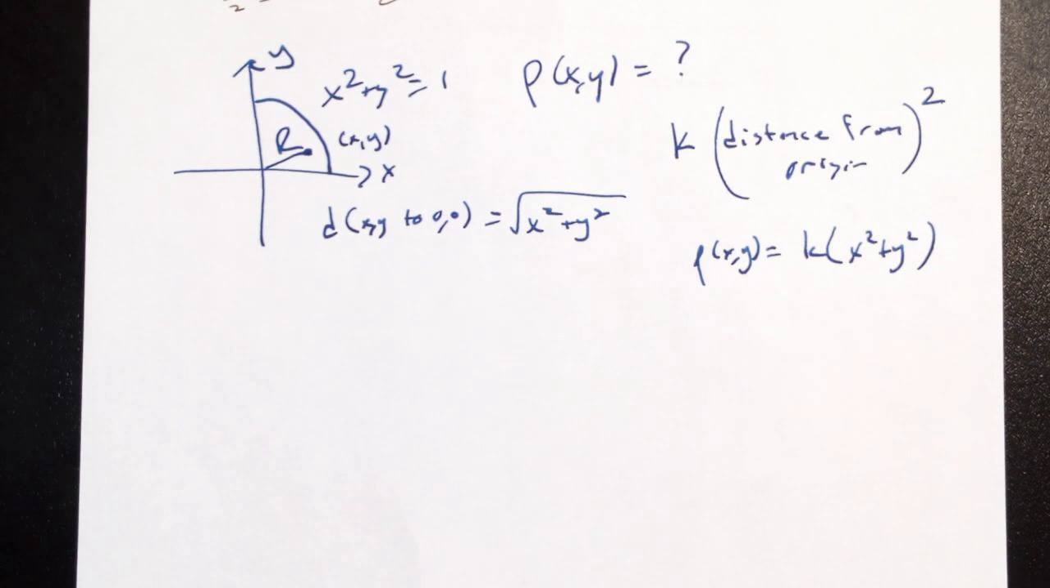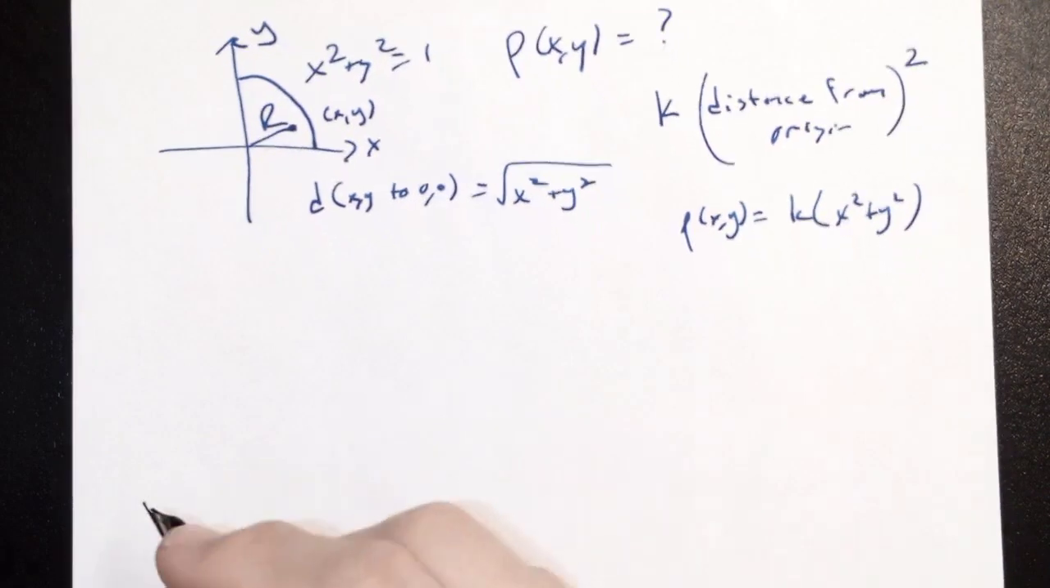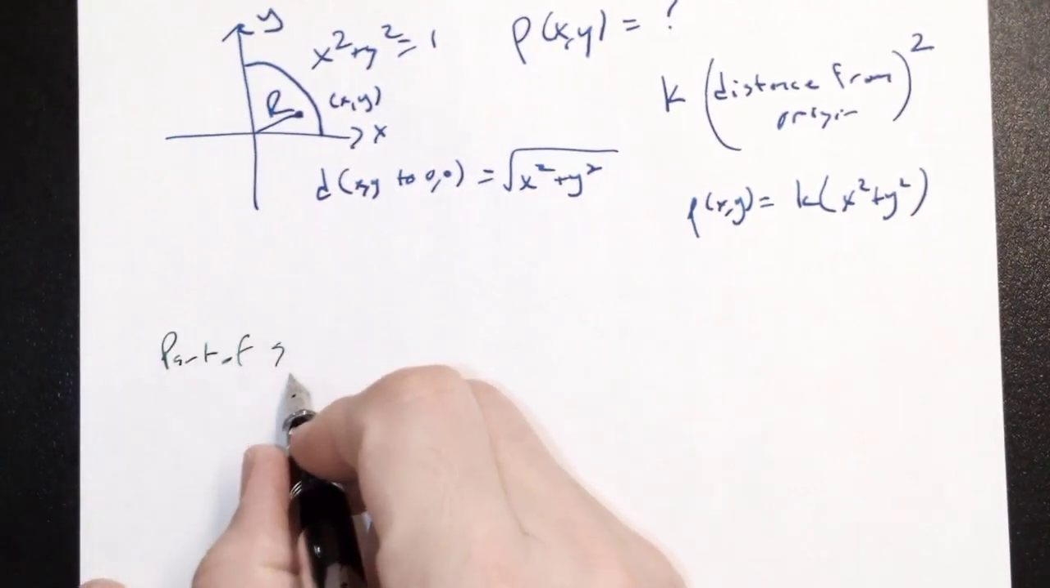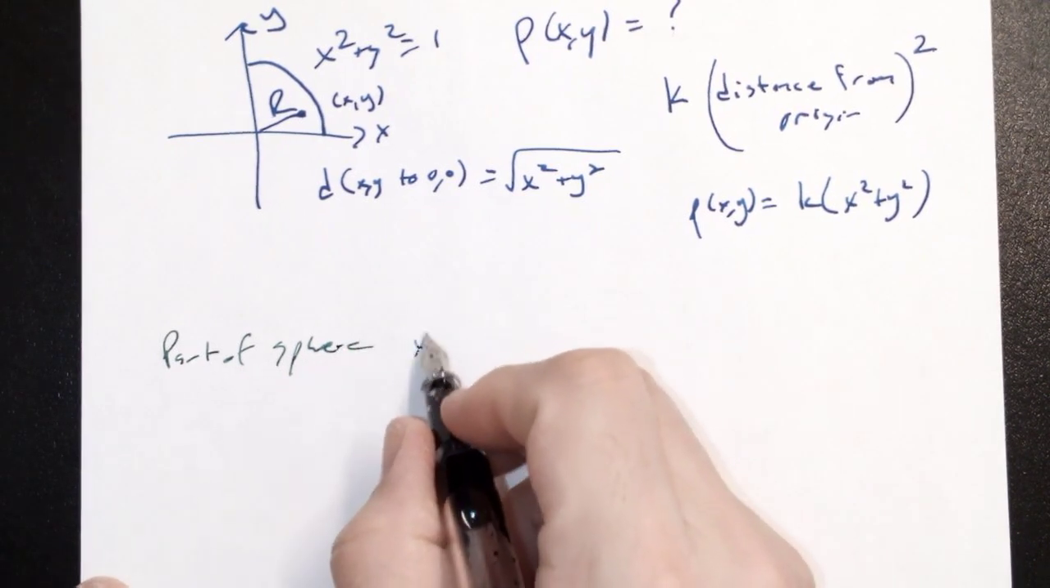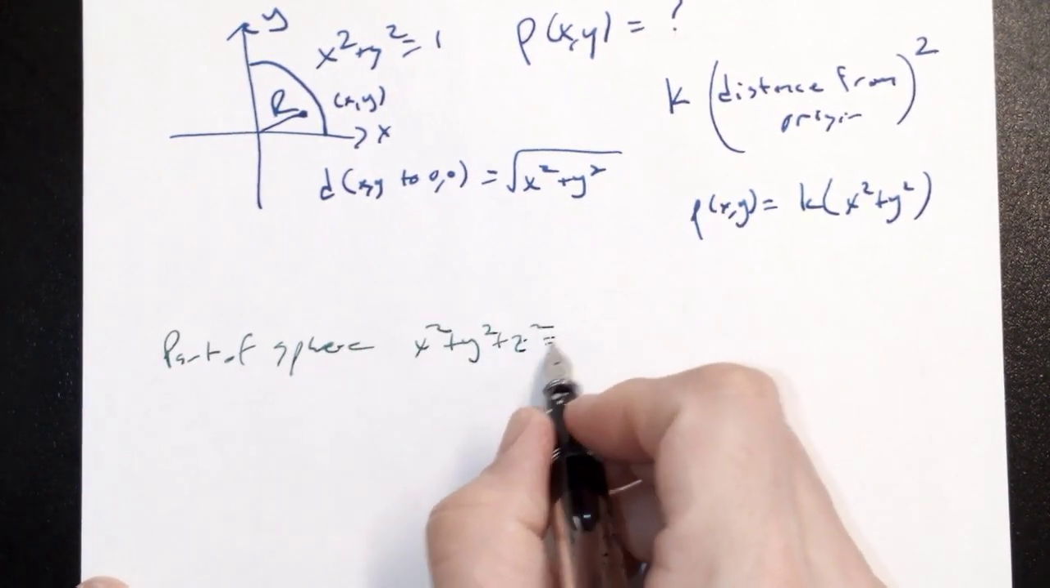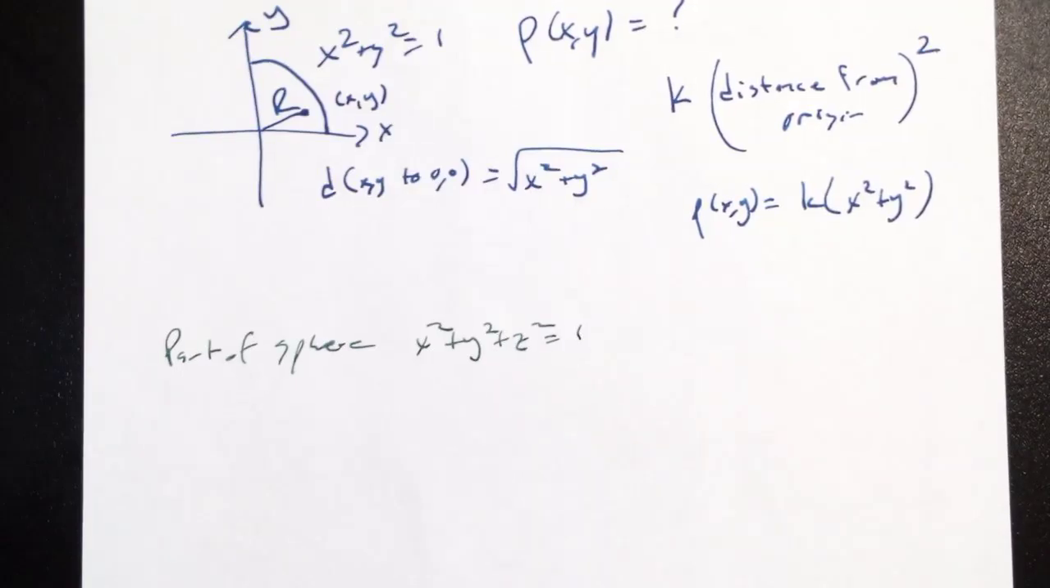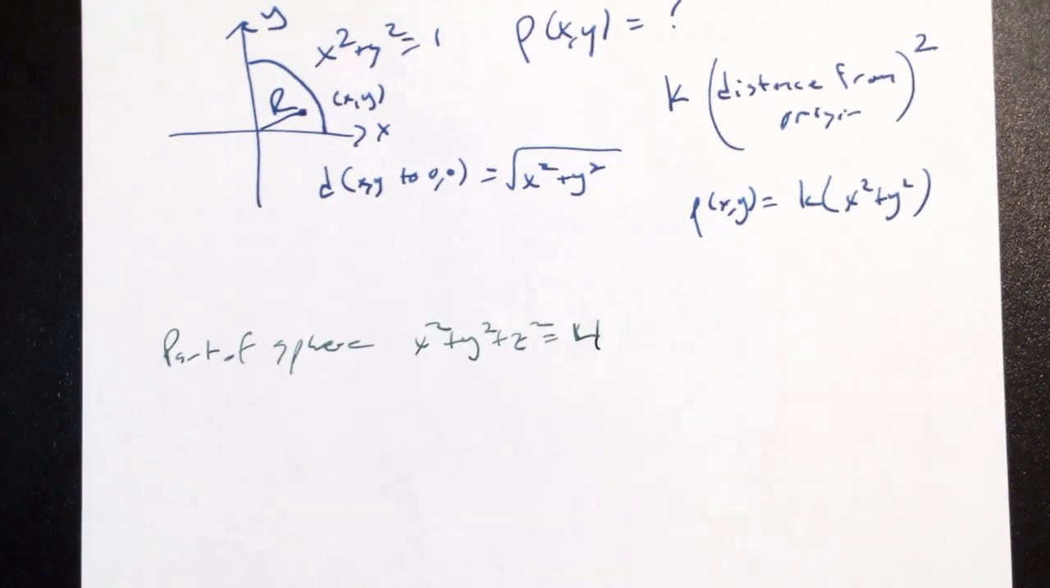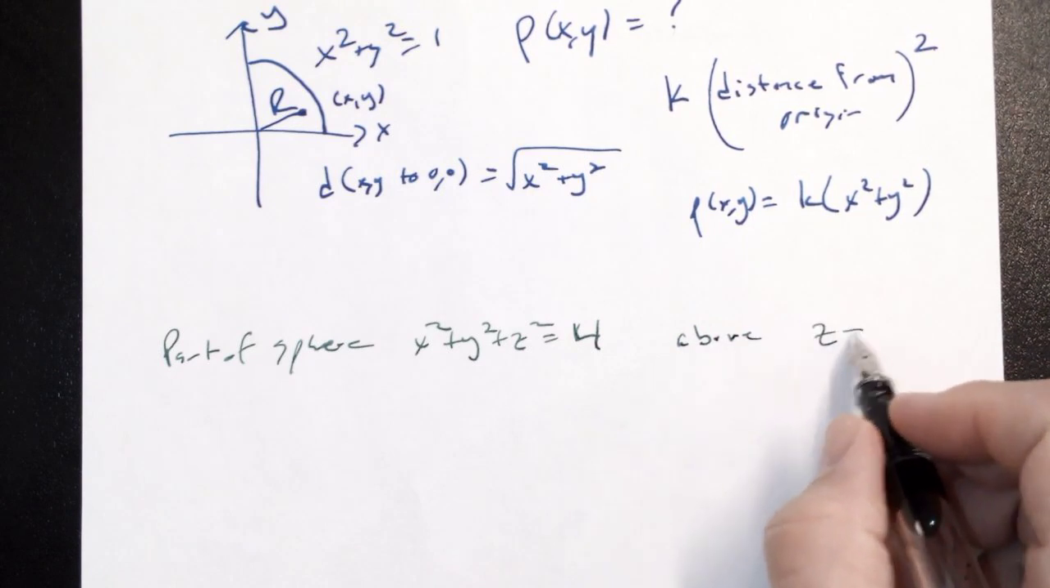I'm gonna start with the first question. You've got a sphere. You want the part of the sphere above some surface, right? That's a top and a bottom. So I'm gonna do this DZDA. I don't even have to draw a picture to say, oh, I've got a top and a bottom above a plane. Part of the sphere, x squared plus y squared plus z squared equals 4, that lies above z equals 1.